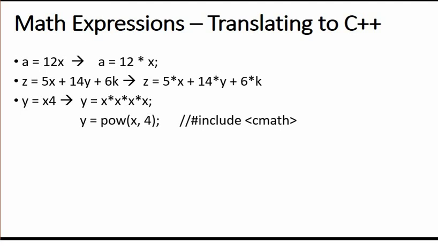Another way is using the cmath library. We can use the pow function. So that's pow and the base, which is x, comma 4. So that's another way to work with exponents. And once again, in order to use this function, we have to include the cmath library.